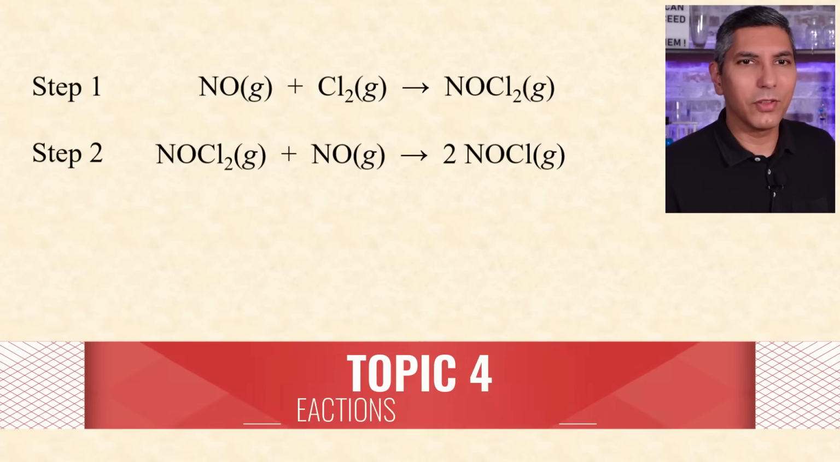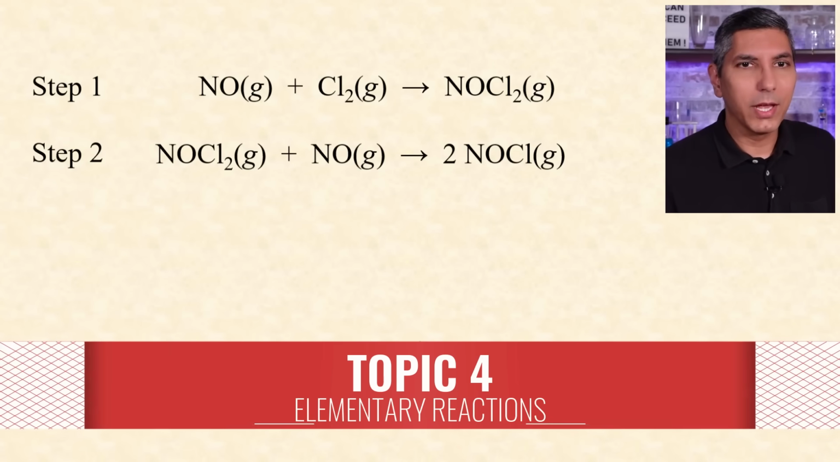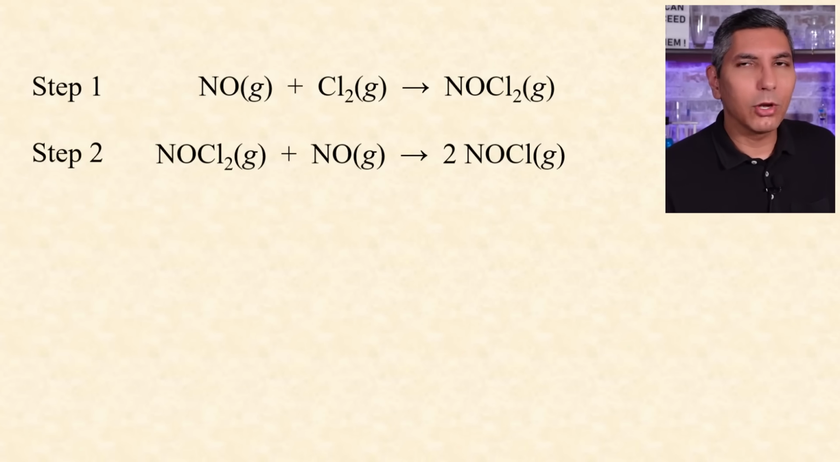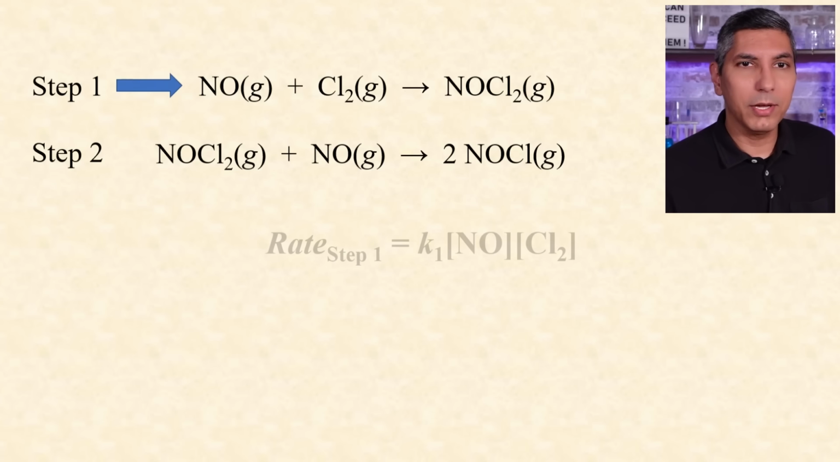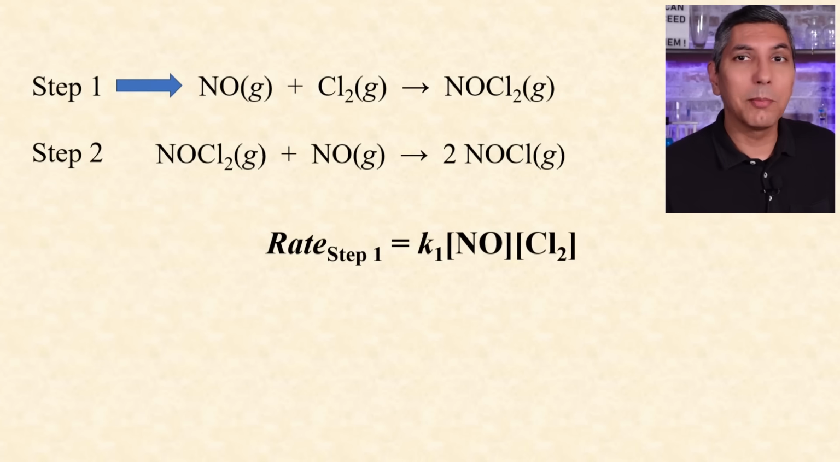Many chemical reactions take place in multiple steps. Let's take this chemical reaction that takes place in 2 steps. Each of those steps has its own little rate law. The rate law for the first step, just as an example, is rate equals k1 times [NO] times [Cl2]. You could do the same thing for the second step.